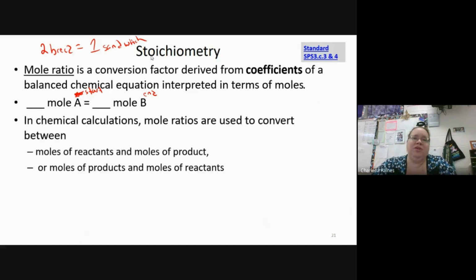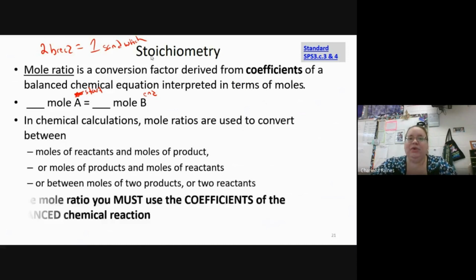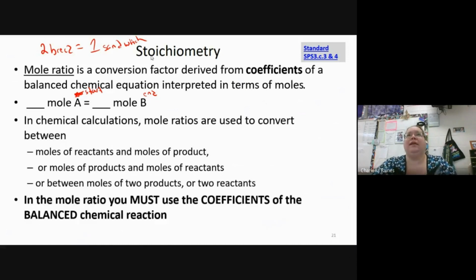Now, mole ratios can be between any two things: between two reactants, two products, or a reactant and a product. But the key here is that they all have to be in moles. So if I don't give you moles, you would have to convert to moles. For today's lesson, we're working with strictly things that are already in moles. We're just converting between two different substances.